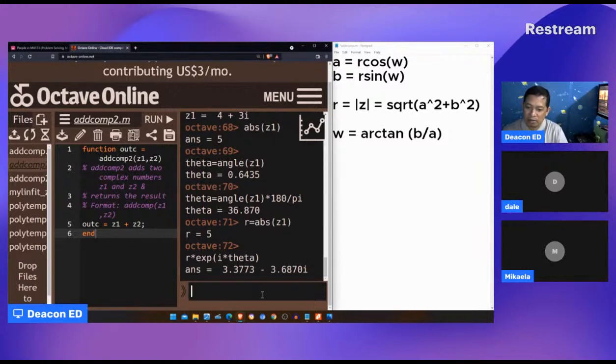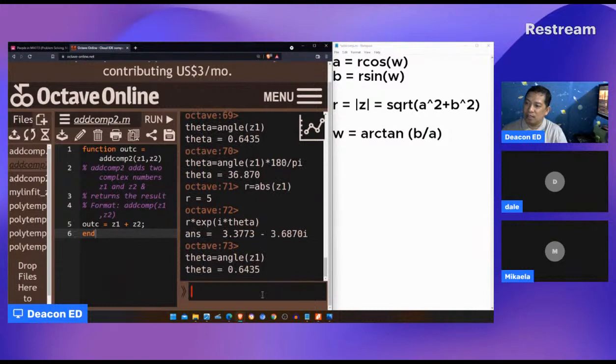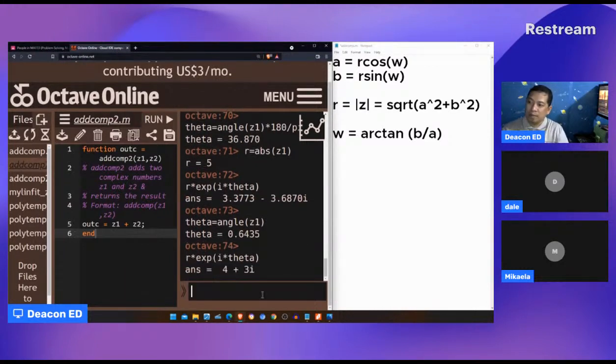Okay, so yun yung ano natin. Hindi ko lang sure bakit hindi siya bumalik ng tama. Kasi minultiply natin sa 180 over pi. Dapat hindi pala yung theta. Ibalik natin yung theta sa kanyang original. Yan, para 4 plus 3i.